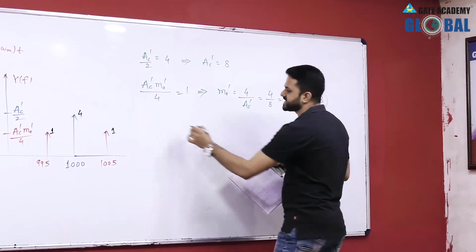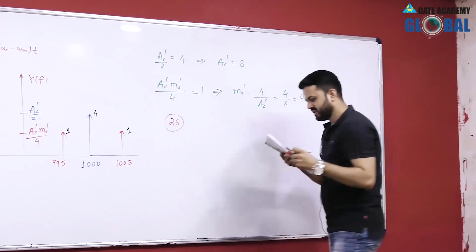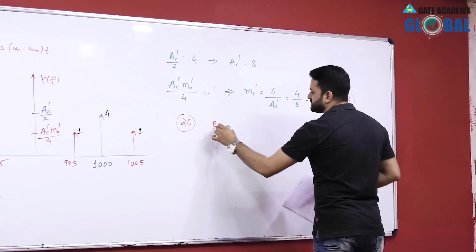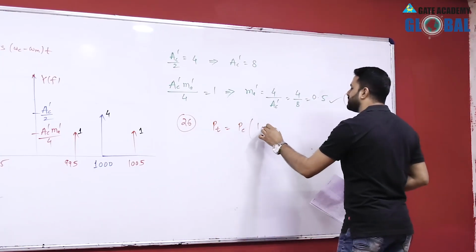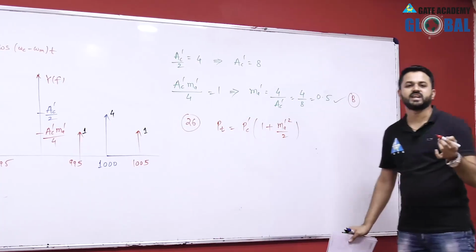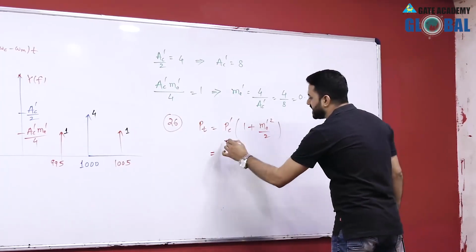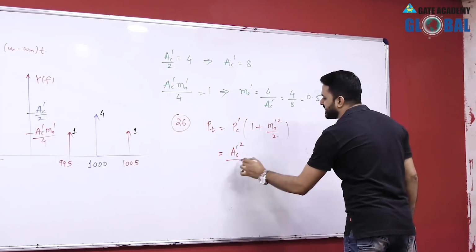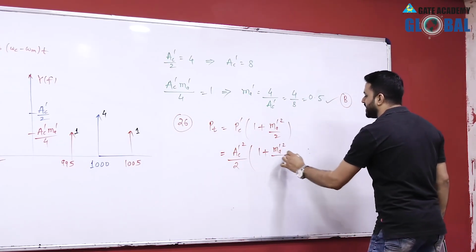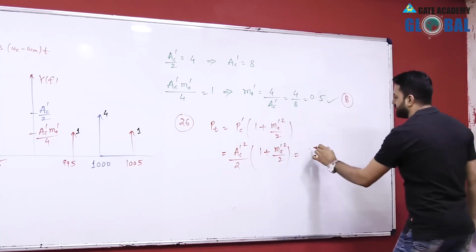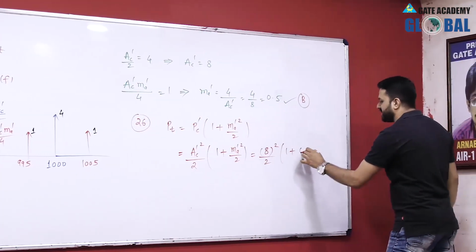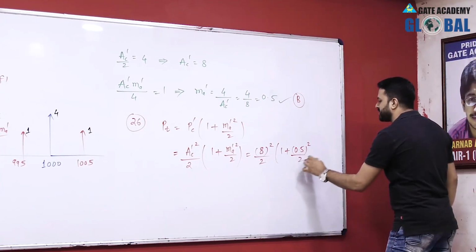Now question number 26. In question number 26 we have to calculate the transmitted power at the output of the filter. So the transmitted power is PC(1 + MA'^2/2), and PC' we can write because the carrier amplitude has been changed. Now the carrier amplitude is AC', so we will write AC'^2/2 times (1 + MA'^2/2). AC' is 8, so we get 8^2/2 times (1 + 0.5^2/2).